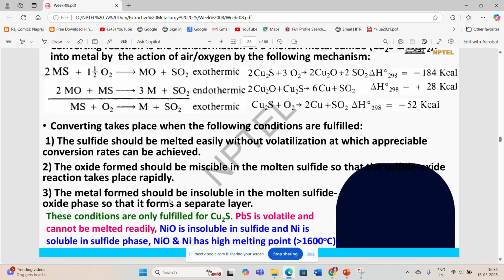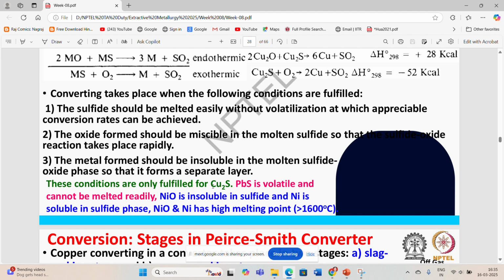So converting takes place when the following conditions are fulfilled. The sulfide should be melted easily without volatilization, at which appreciable conversion rates can be achieved. Then the oxide form should be miscible in the molten sulfide, so that the metal sulfide and oxide reaction takes place rapidly. The metal form should be insoluble in the molten sulfide oxide phase, so that it forms a separate layer.